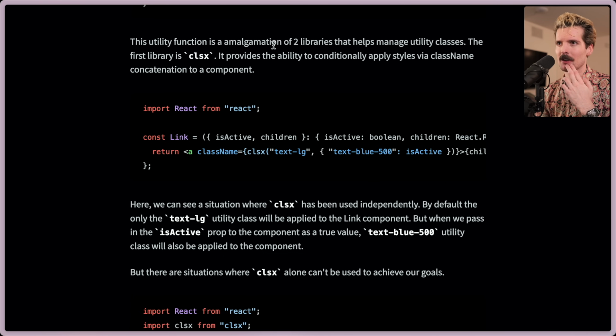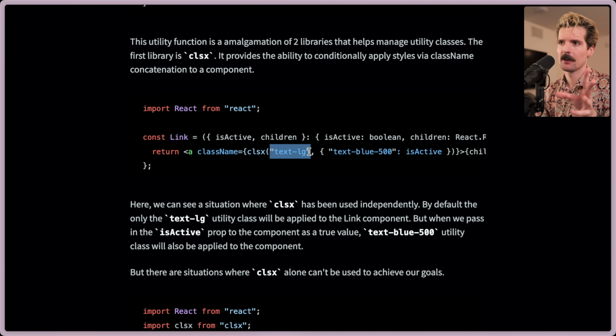So this utility function is an amalgamation of two libraries that help manage utility classes. The first is CLSX. It provides the ability to conditionally apply styles via class name. So here with CLSX, which you could replace it with class names, same thing. One used to be faster than the other. They're basically the same now. We start with text large. So this is the default.